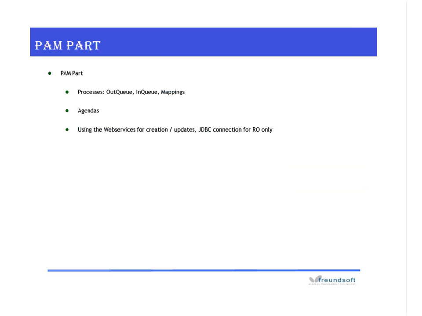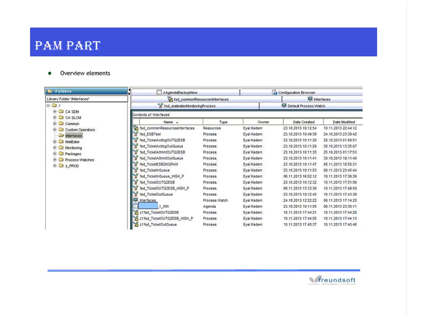On the PAM side, we have, of course, several things, but those are the main ones. We have the processes, we have the agendas, and we are using web services for almost all the actions that we have, and JDBC connections to go to the database. Those are the processes that we are using. Quite a list of processes, where we are focusing here only on the ticket.